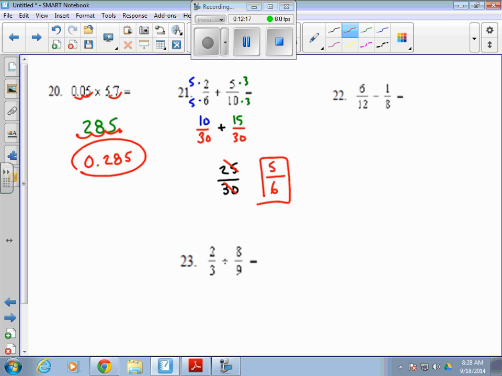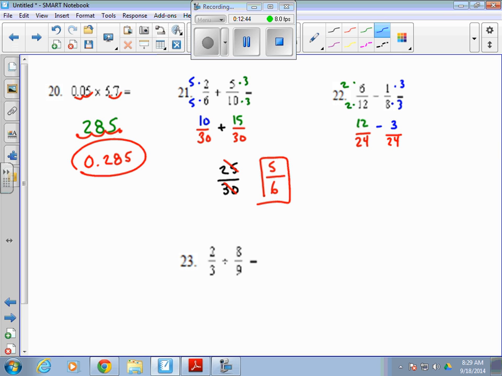Again, you can multiply 8 times 12 and get 96, or you can realize that 12 and 8 go into the number 24. That's a whole lot smaller. That's your least common multiple. So again, ask yourself the same question from a minute ago. What do I multiply 12 by to get 24? It's 2, so 6 times the same 2 is 12. What do I multiply 8 by to get 24? The answer is 3. So 1 times the same 3 is 3.